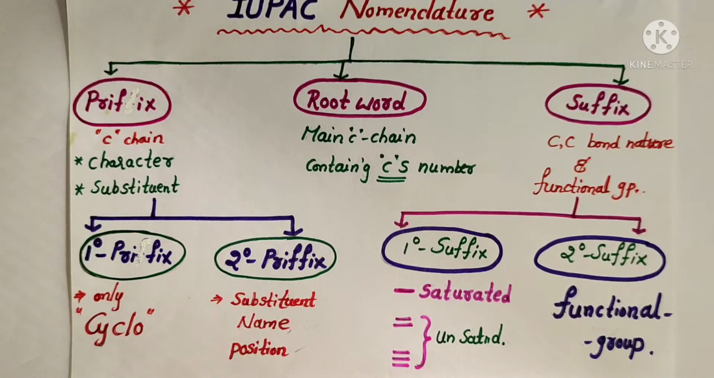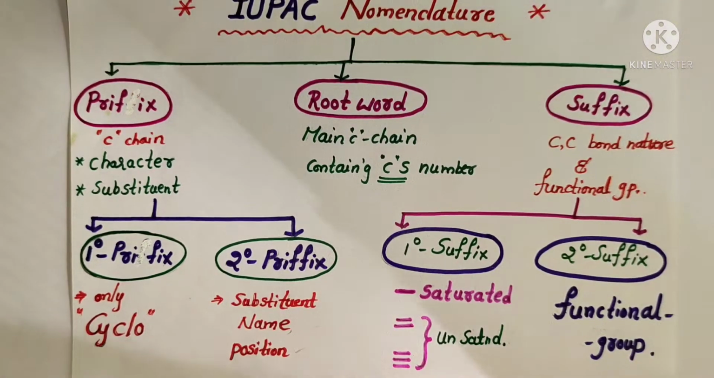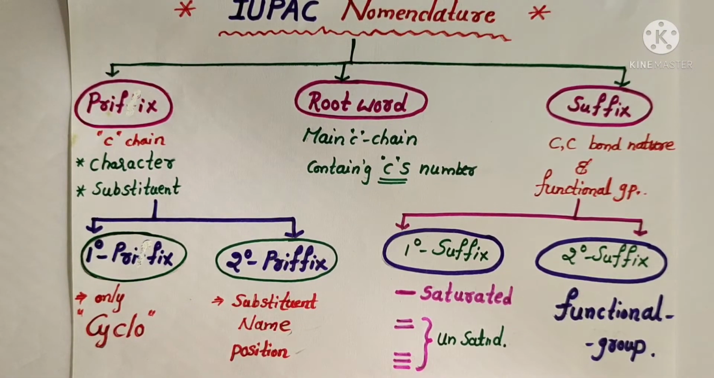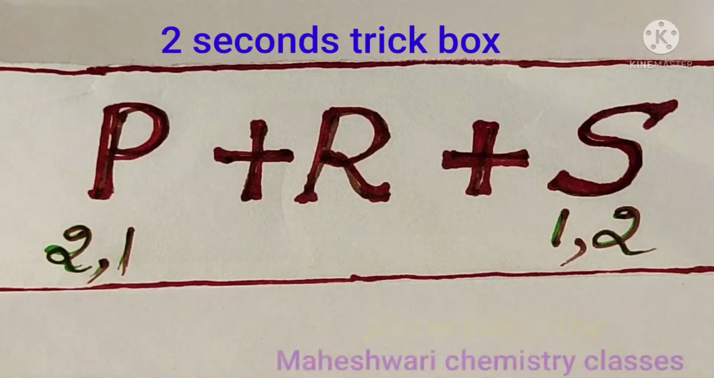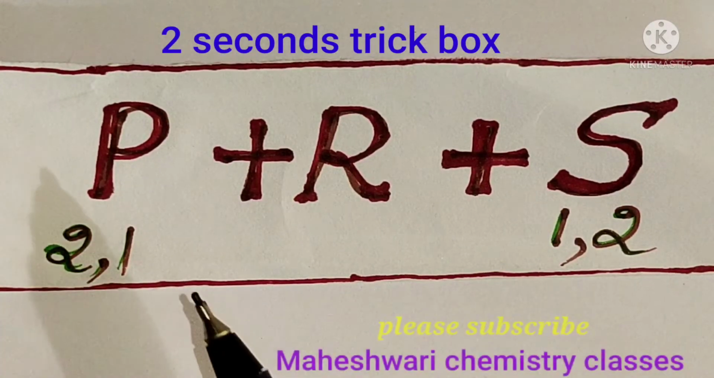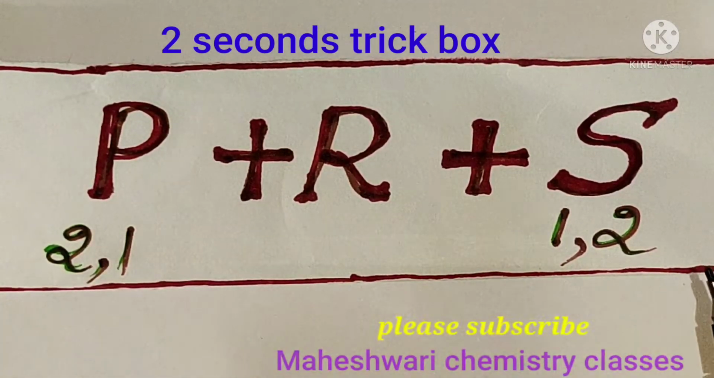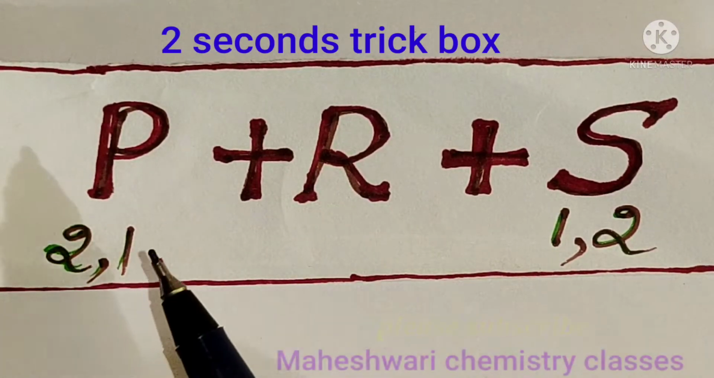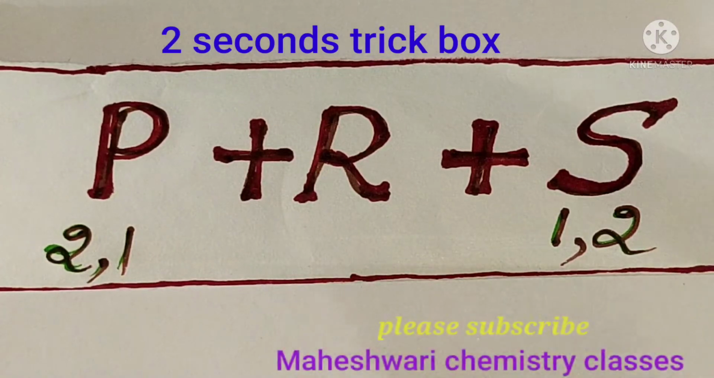Today our topic is IUPAC Nomenclature. For IUPAC Nomenclature, here are two types of trick box. One is a 2-second trick box, another one is a 30-second trick box. What is that? Now you have to see here. This is the 2-second trick box. So PRS, not TRS. It is PRS. So here P 2, 1, S 1, 2.